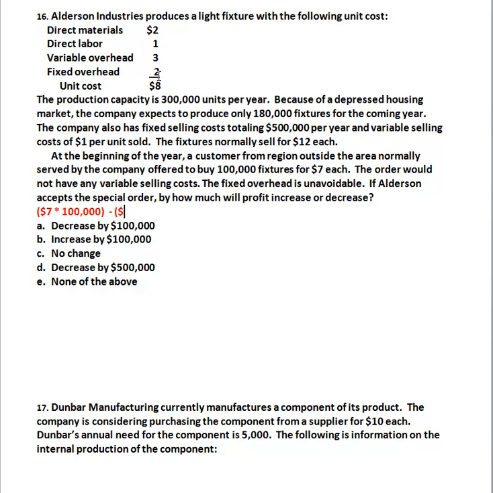Fixed overhead, it tells you, is unavoidable, so you ignore it. So it's the 2 plus the 1 plus the 3. So that's $6 a piece at 100,000. So you're basically going to increase profit by $1 a unit. So that leaves you with $100,000 that your income will increase.